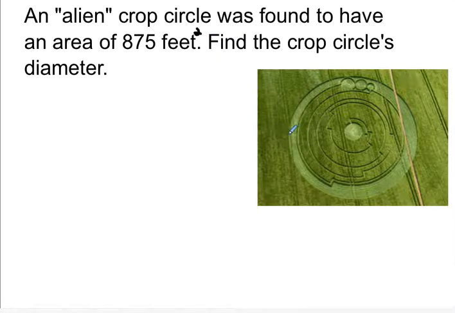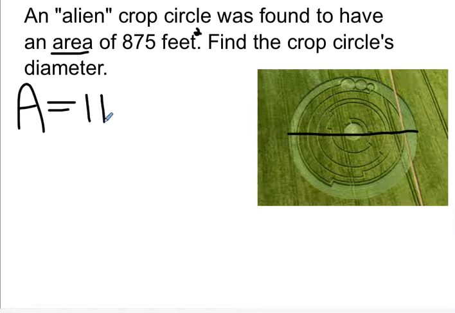So basically, if you had to draw a line from here that went right through the center, I missed it a little bit, but you can imagine that would be the diameter. So how do we do that? We have feet squared, and we need something that's measured in feet. Well, let's think about what we do know. We're given an area, and the area formula for a circle is area equals pi times r squared. So the problem is we need to find the diameter, which we usually represent with the letter D, and I don't see a D in here.